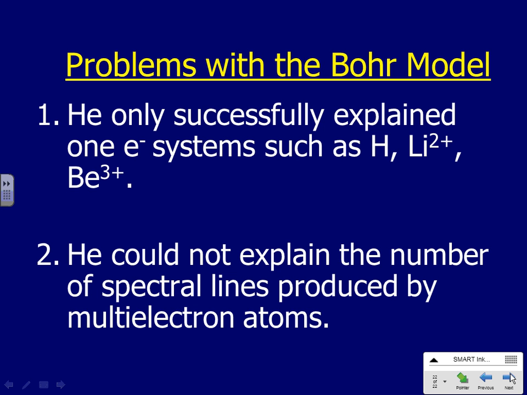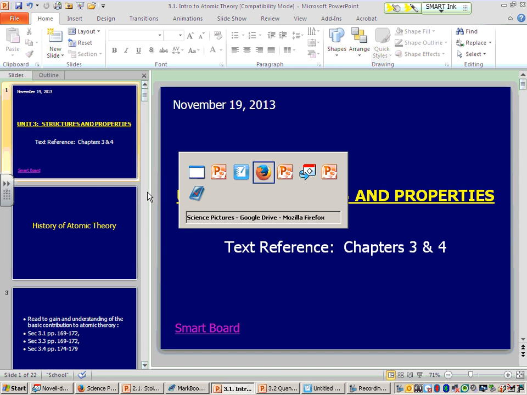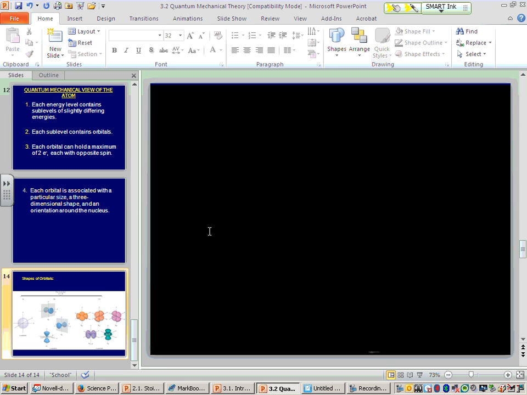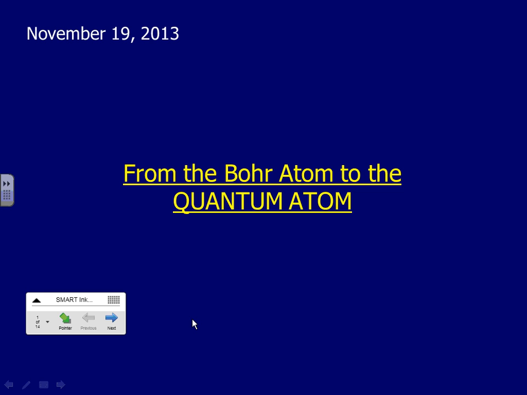He could not explain the number of spectral lines produced by multi-electron atoms. So once other electrons came in, he couldn't explain those colors of light like he could for the hydrogen atom. He really could only explain the hydrogen atom itself, which, if you think about it, is not that great of a theory, right? The theory really could only explain the simplest atoms. So what are you going to do? Because most atoms have lots of electrons.